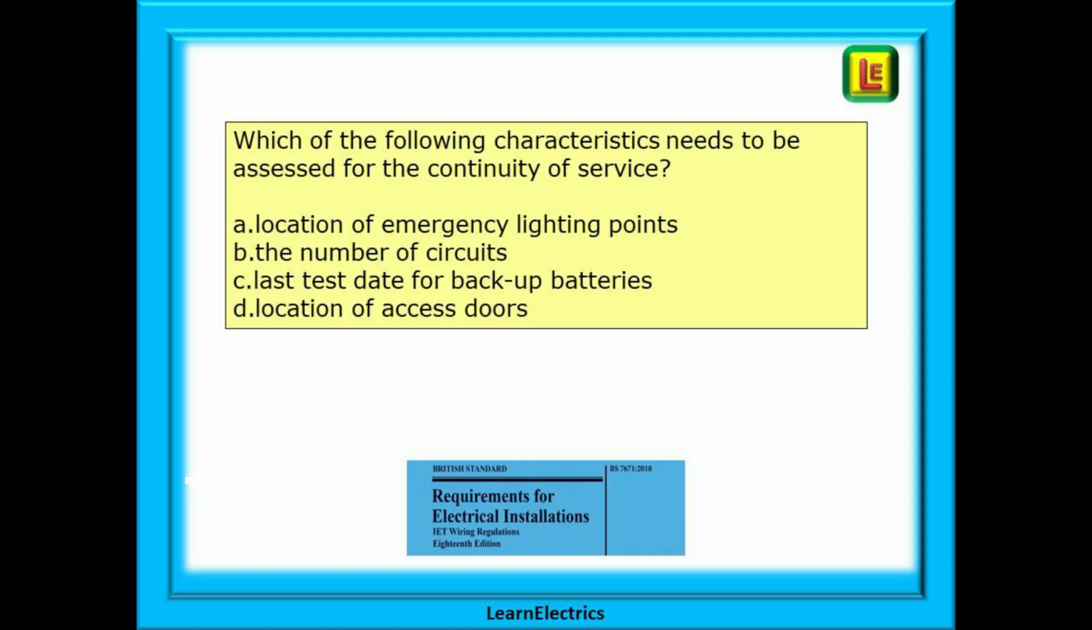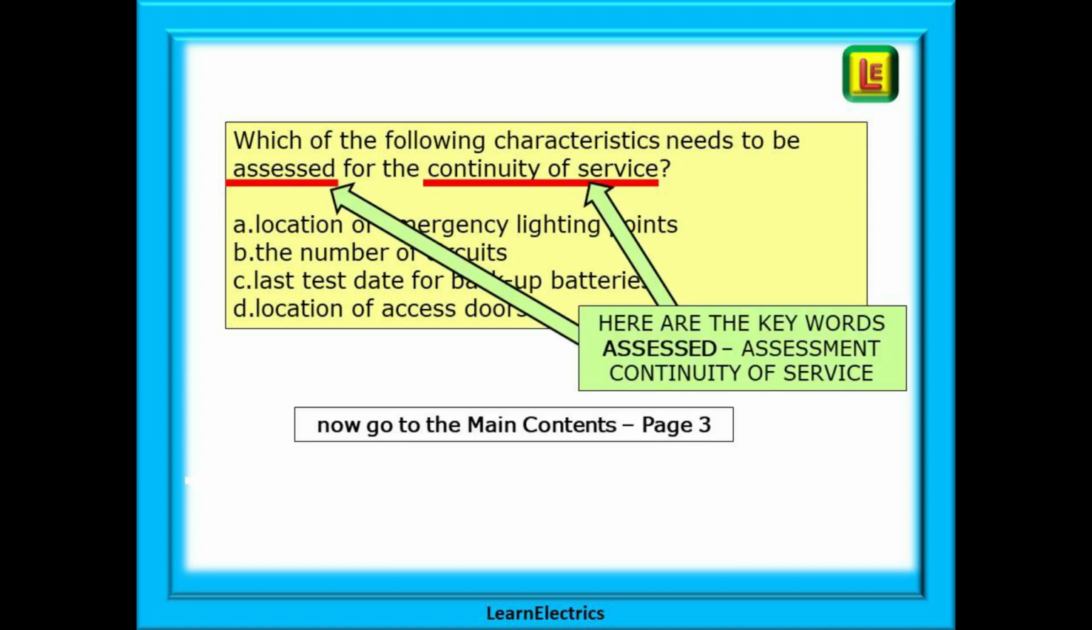Which of the following characteristics needs to be assessed for the continuity of service? Pause the video and think about this, then move on to the next slide for the breakdown. The keywords here are assessed and continuity of service. Go to the main contents on page 3, and this is my go-to page.